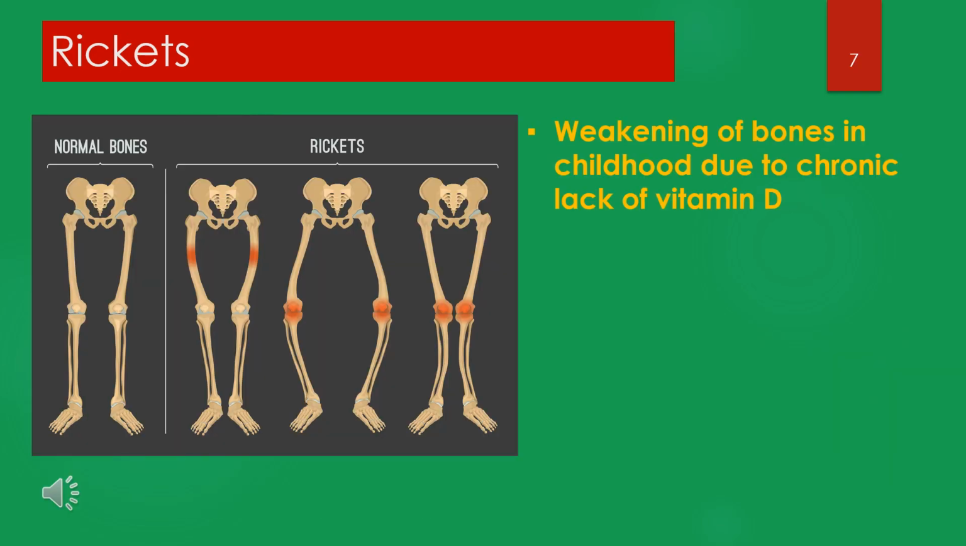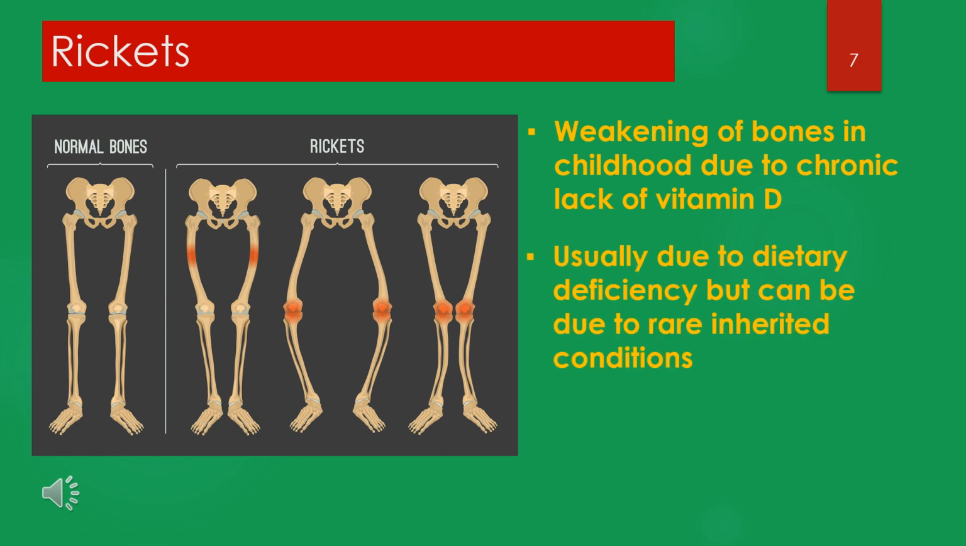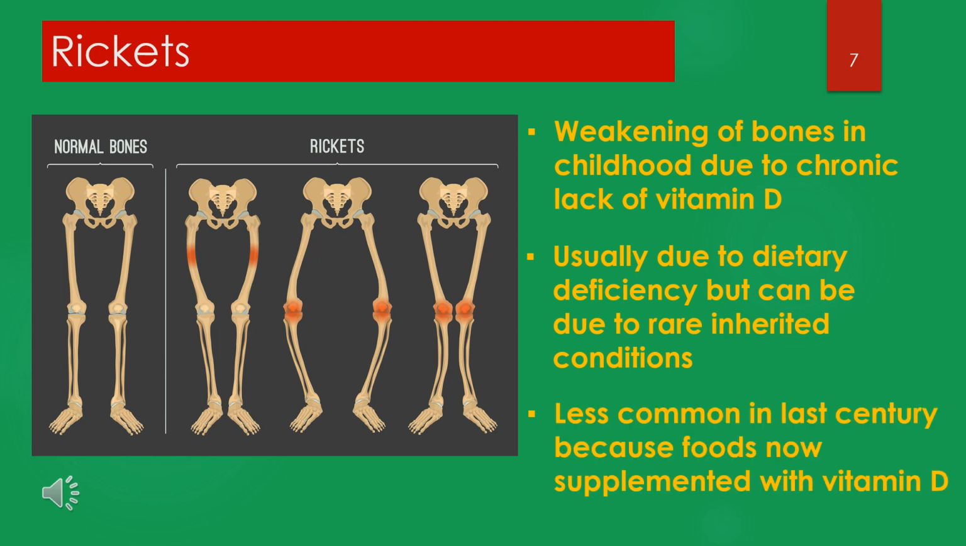According to the Mayo Clinic, rickets is a softening or weakening of bones in childhood due to a prolonged lack of vitamin D. Vitamin D helps the body absorb calcium and phosphorus. Rickets is usually due to dietary deficiency. However, some rare inherited disorders can also cause rickets. Rickets is less common in the United States than in the last century thanks to the fortification of dairy products and other foods with vitamin D.